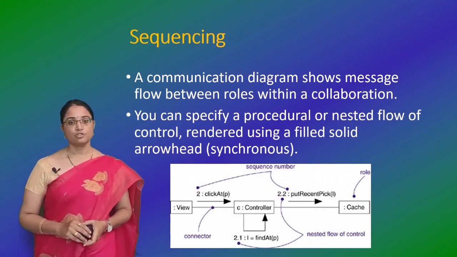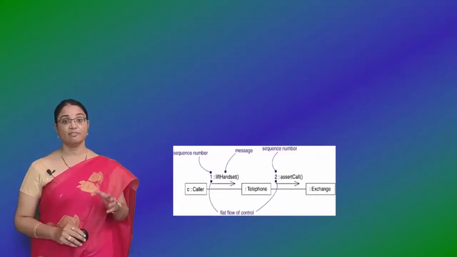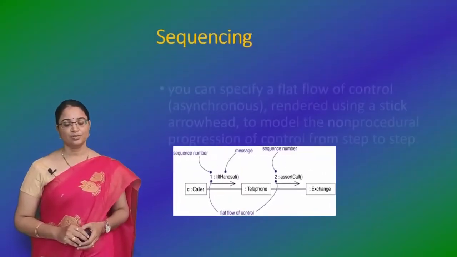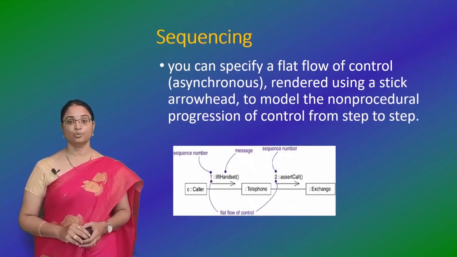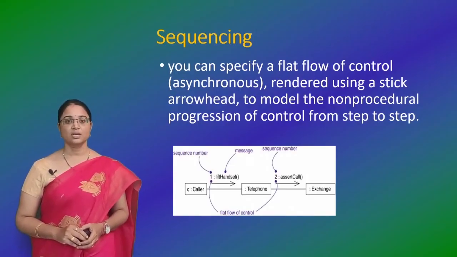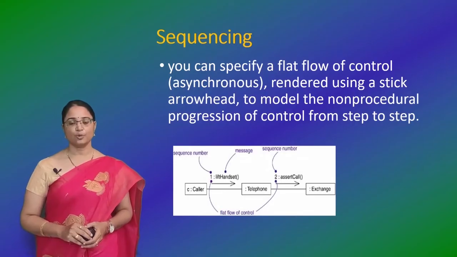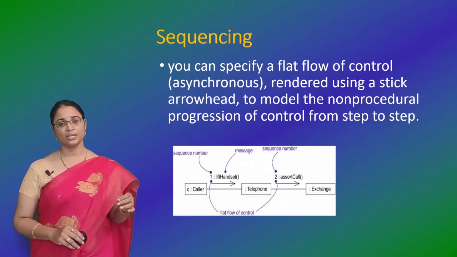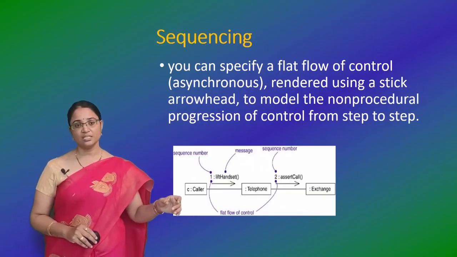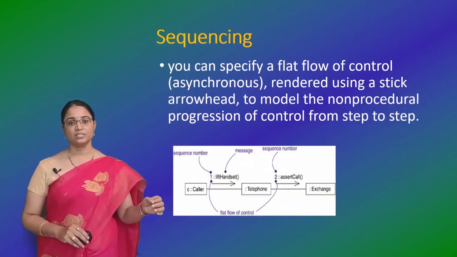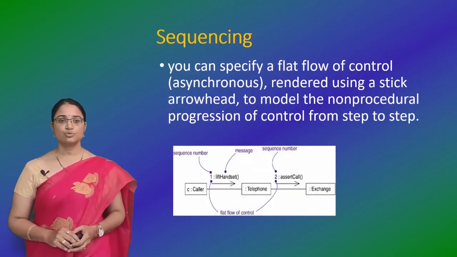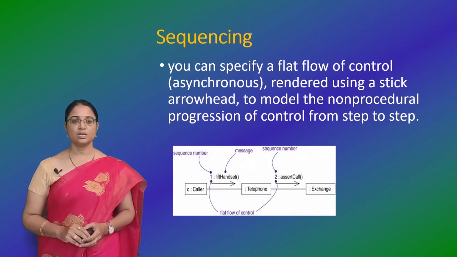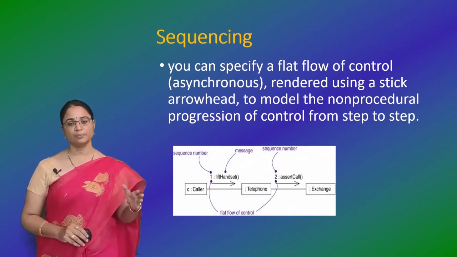Less common but also possible, you can specify a flat flow of control. Procedural is nothing but synchronous. If you want to show the flat flow, that is asynchronous, rendered using a stick arrowhead. By seeing just the arrowheads: if it is a filled arrowhead, you call it synchronous; if it is an open or stick arrowhead, you call it asynchronous, which is used to model the non-procedural progression of control from step to step.